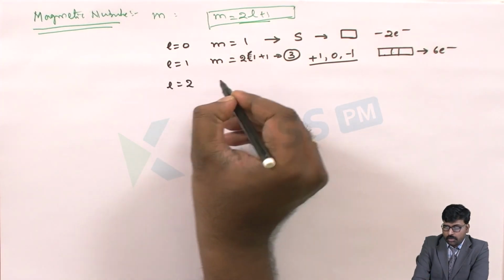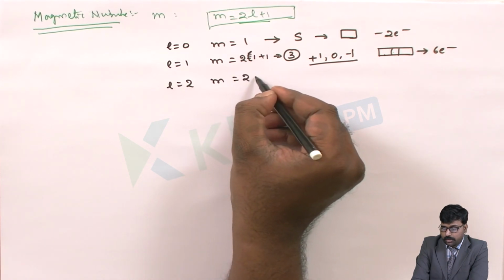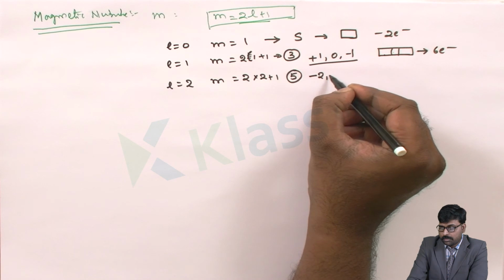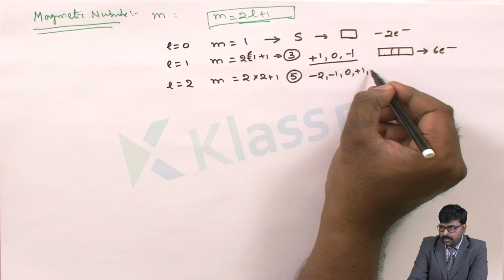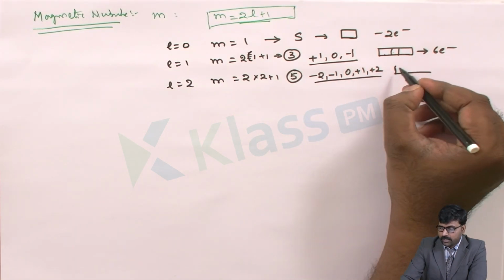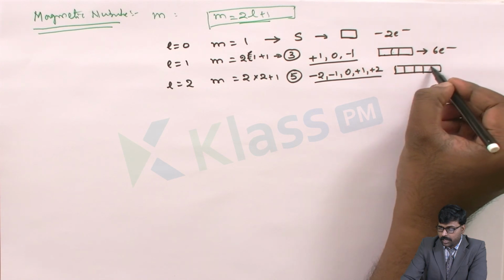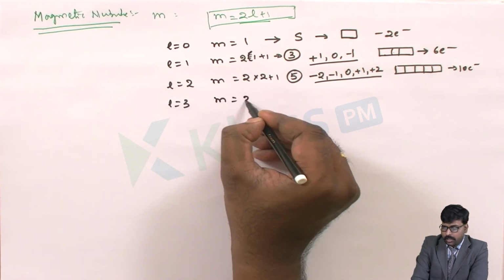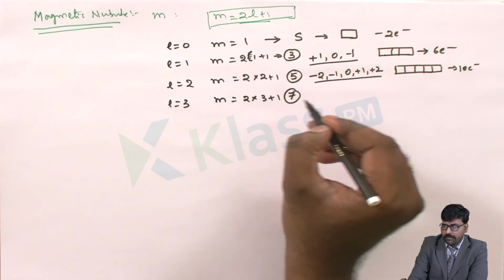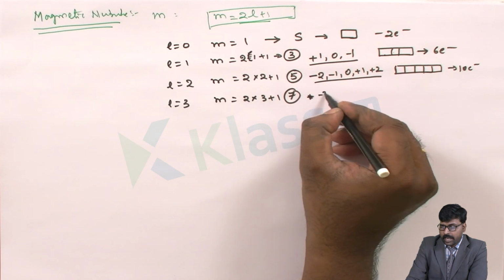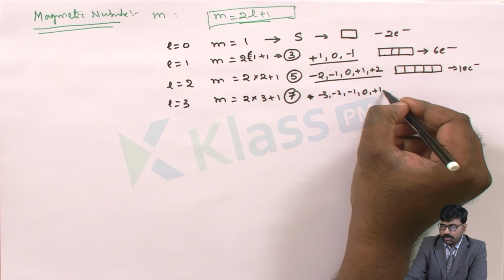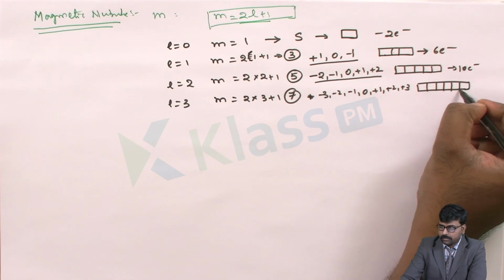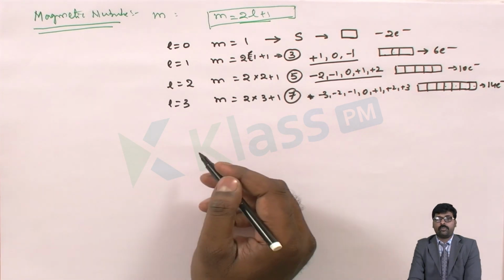And when L is equal to 2, m is equal to 2 into 2 plus 1, that will become 5, and that goes with minus 2, minus 1, 0, plus 1, plus 2. So it will have 5 orbitals, and it can accommodate 10 electrons. In the same way, when L is equal to 3, m will be 2 into 3 plus 1, that will be 7, and then it is minus 3, minus 2, minus 1, 0, plus 1, plus 2 and plus 3. These indicate 7 orbitals, so it can accommodate 14 electrons.